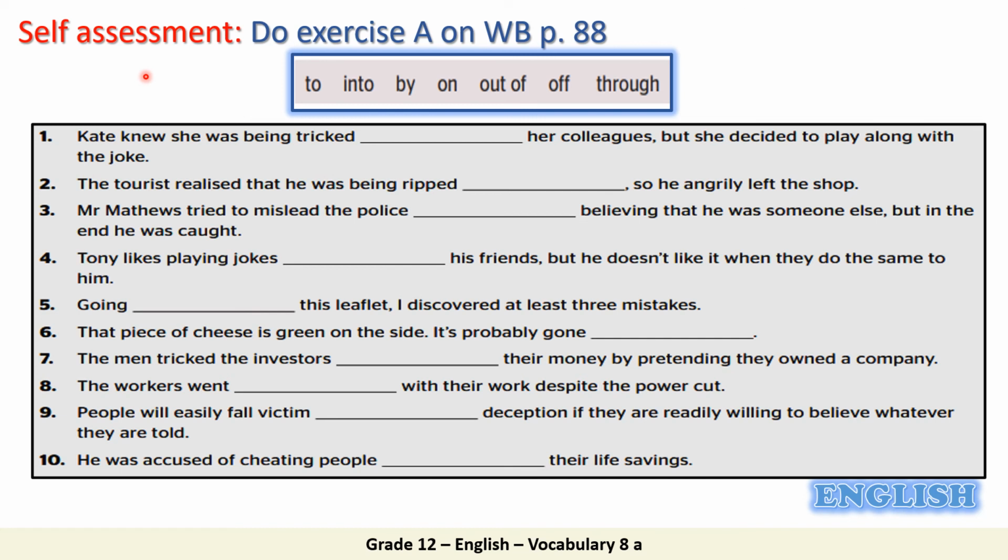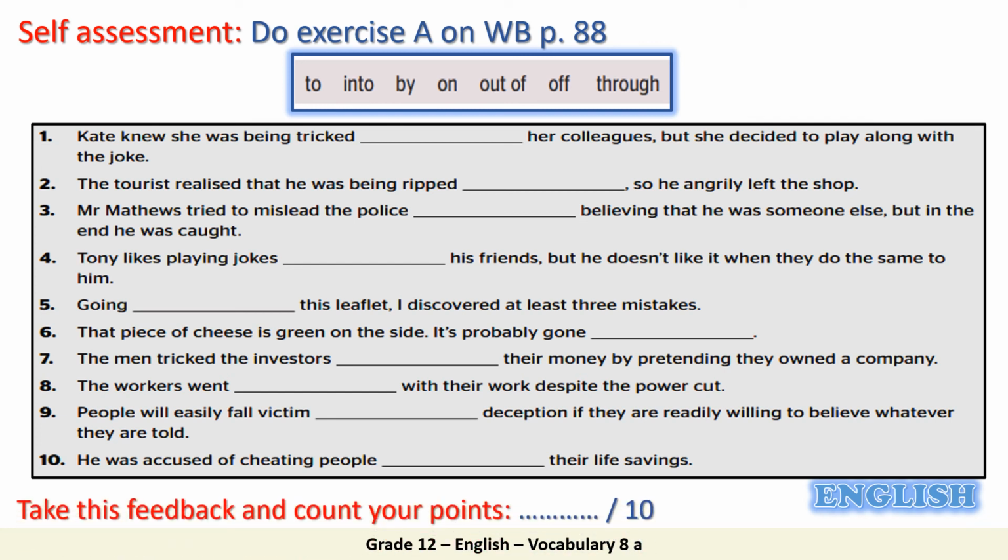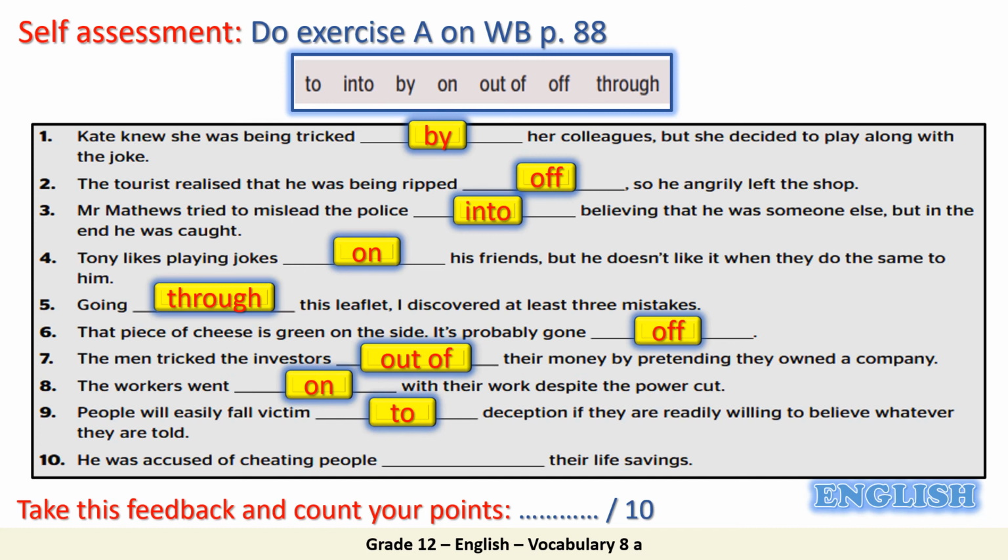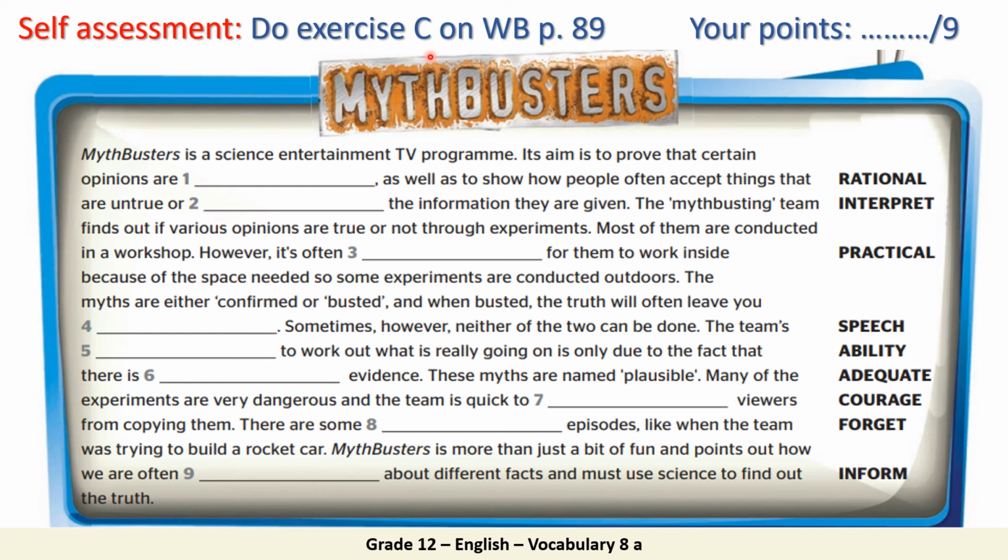Now this is a self-assessment exercise. Do exercise A on workbook page 88. Take your time. I'm not going to read it with you, so as not to take much time. I'm just going to give you this feedback. Okay, don't forget to give yourself points out of 10. Here you are, the feedback. Done? You are going to do the same with the coming exercise. With exercise C, you are going to do the same. Okay, you are going to change these words into negative using one of the affixes we have studied so far. Pause now, take 7 or 8 minutes, and then take this feedback.